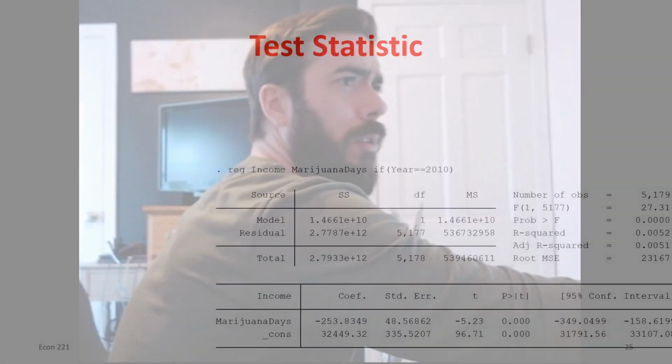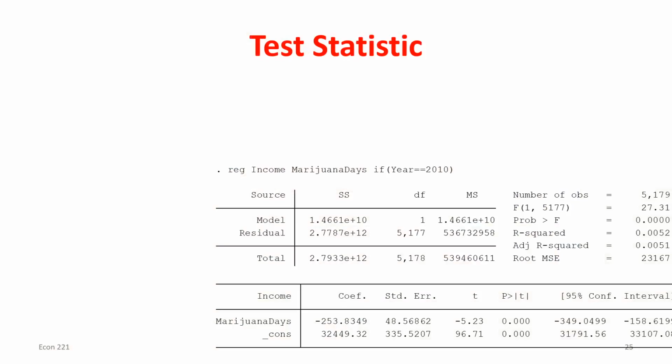So we go back to the output. And here it's a little small. Hopefully it is showing up a little better than it looks like it is on my screen. But the value here, that coefficient estimate, is negative 253. So I found that the relationship between income and the number of days someone smokes marijuana is negative. In fact, I can go one step further. If someone smokes marijuana one more day a month, I can expect their income is about $250 lower.